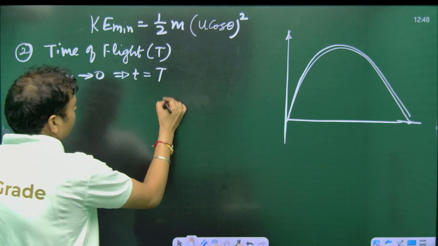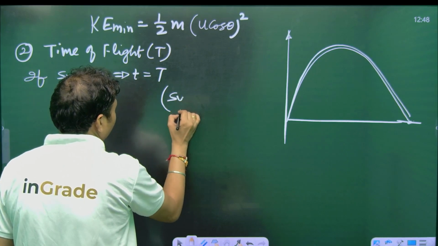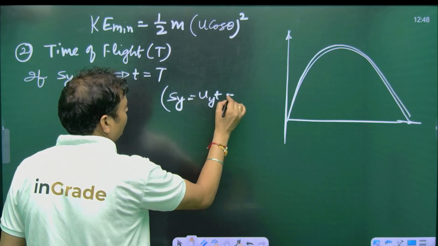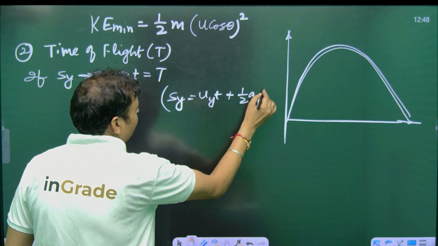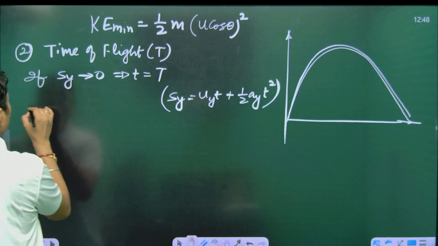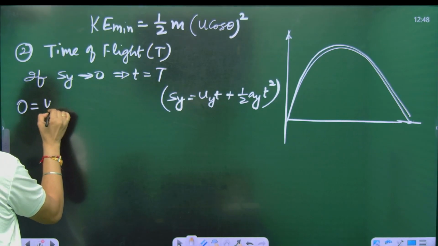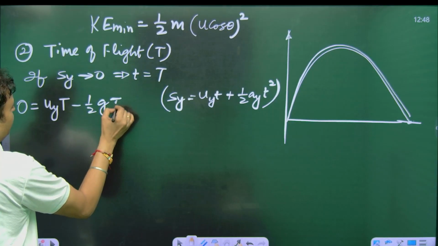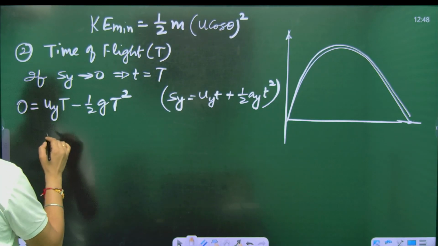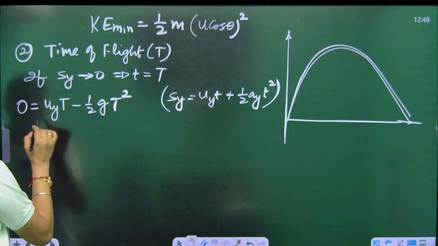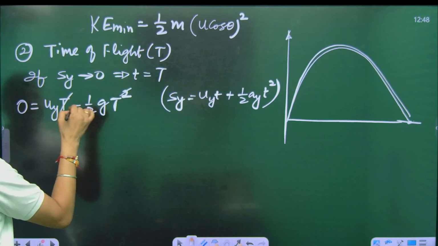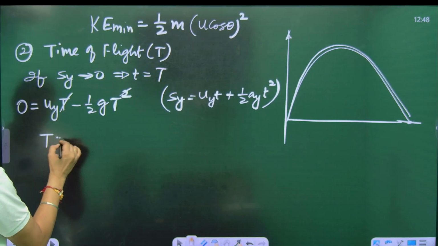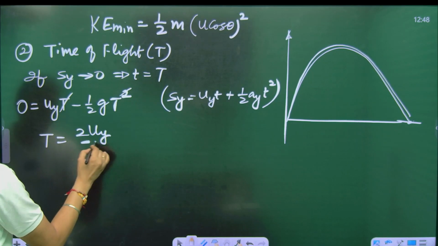So we can use the equation of motion, Sy is equal to Uy t plus half Ay t square. So when Sy becomes 0, Uy into time, which becomes capital T, minus half g t square. If we take T common and send it to the other side, T will be equal to 2 Uy by g.